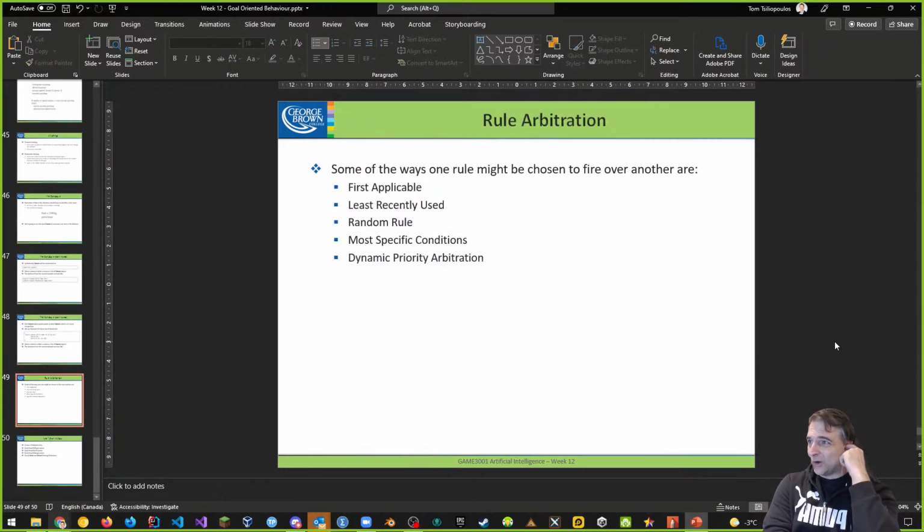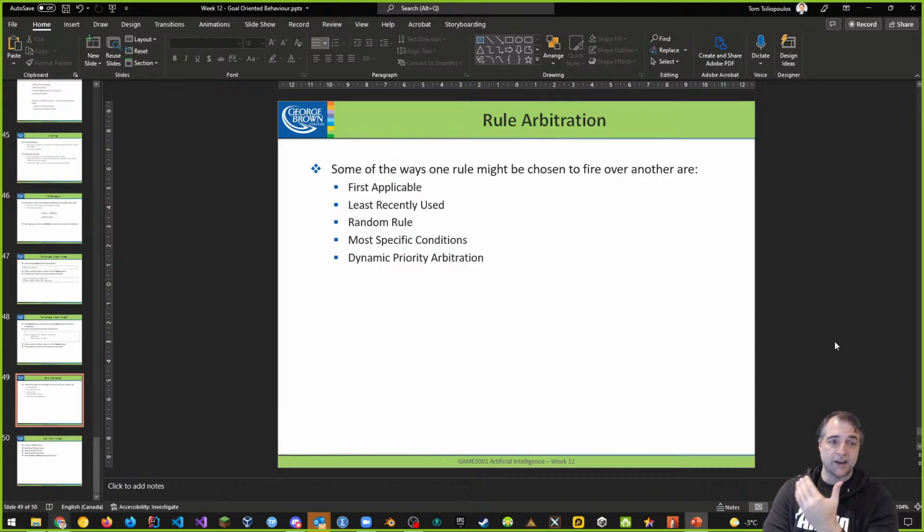Some of the ways one rule might be chosen to fire over another rule, let's go back to rule arbitration for a second, is we could look at the first applicable rule. Whatever the first applicable rule is, that is definitely a way of doing it. The other one is the least recently used rule, right? So again, why is this happening? Because if you're using the same rule over and over again, remember we talked about determinism, if your AI is deterministic, then you can predict it. We don't want that to happen.